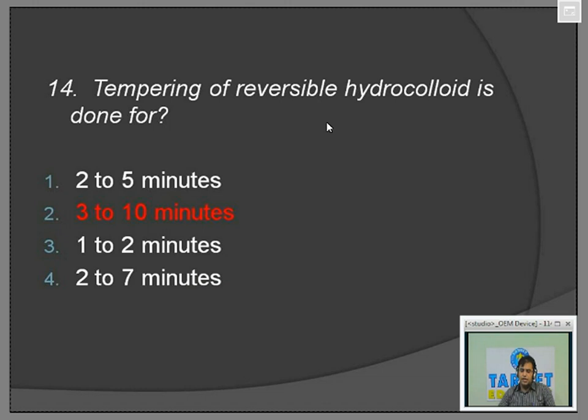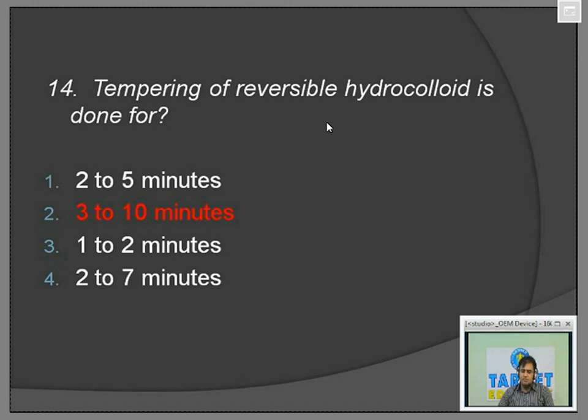So the next question, question number 14. Tempering of reversible hydrocolloid is done for. The correct option is 3 to 10 minutes. Tempering of reversible hydrocolloid is done for 3 to 10 minutes. Tempering means reduction of the temperature before introducing the impression material to the oral cavity.